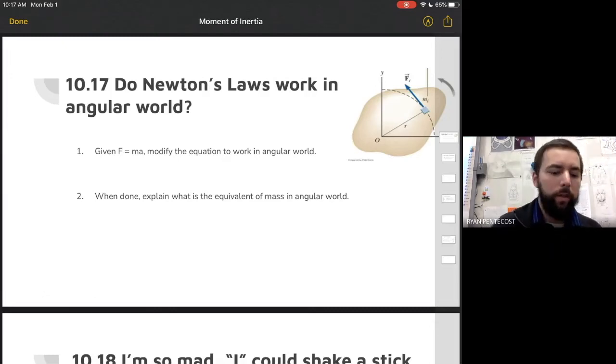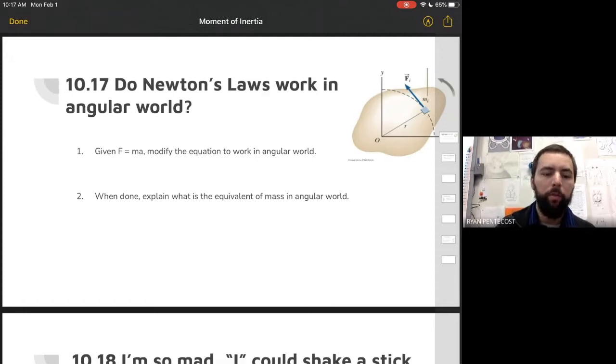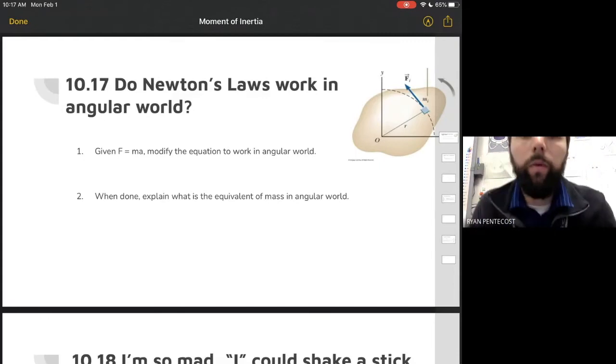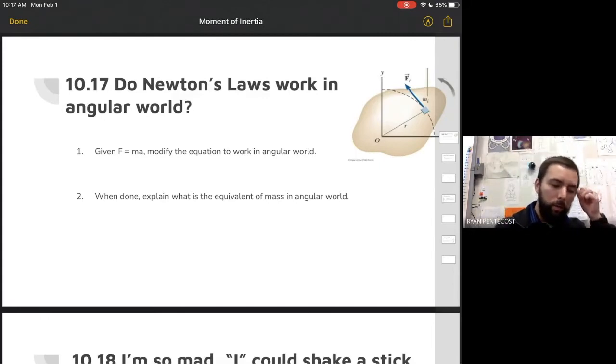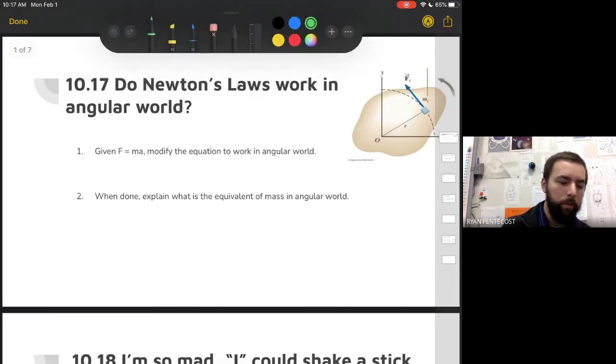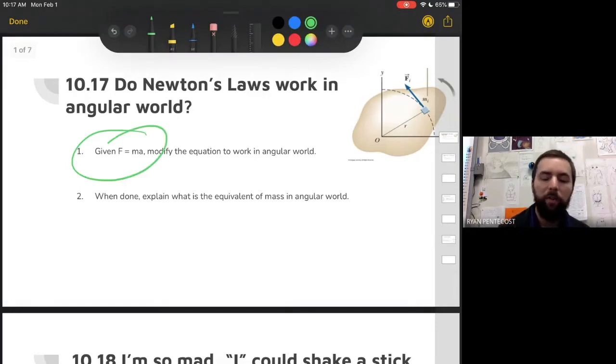Hi, everyone. Today we are talking about moment of inertia. We've mentioned this a little bit before in the chapter, but today we're going to go more in depth. First slide asks us, do Newton's laws work in angular world? So what we're going to do is start with F equals ma, and modify that equation to work in angular world to see what that's going to look like.